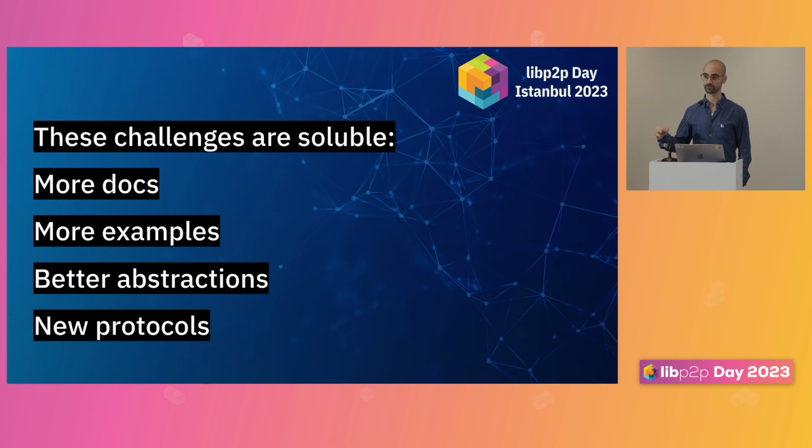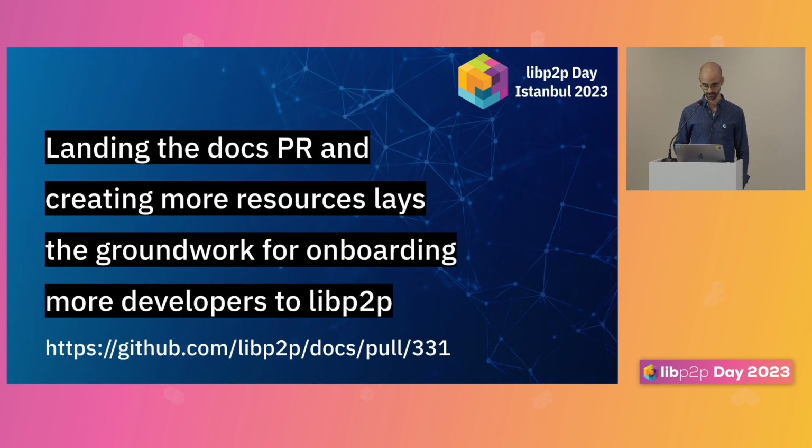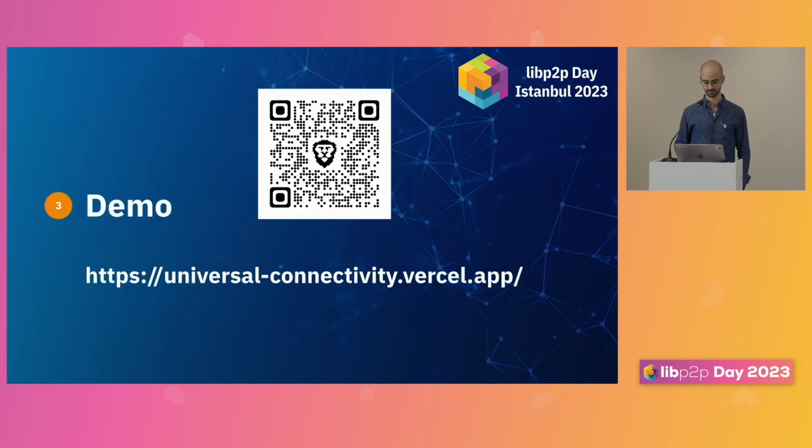And so I think there's really a strong case for repackaging a lot of the stuff that we're doing for specific types of use cases that maybe have a lot of demand, and then coming up with better abstractions. And finally, new protocols, whether that's the ambient peer discovery or other things that seem necessary for whatever you're building. We have a PR that has been sitting around for a while in the docs, and I think landing it would lay a lot of that groundwork to onboard more of these developers.